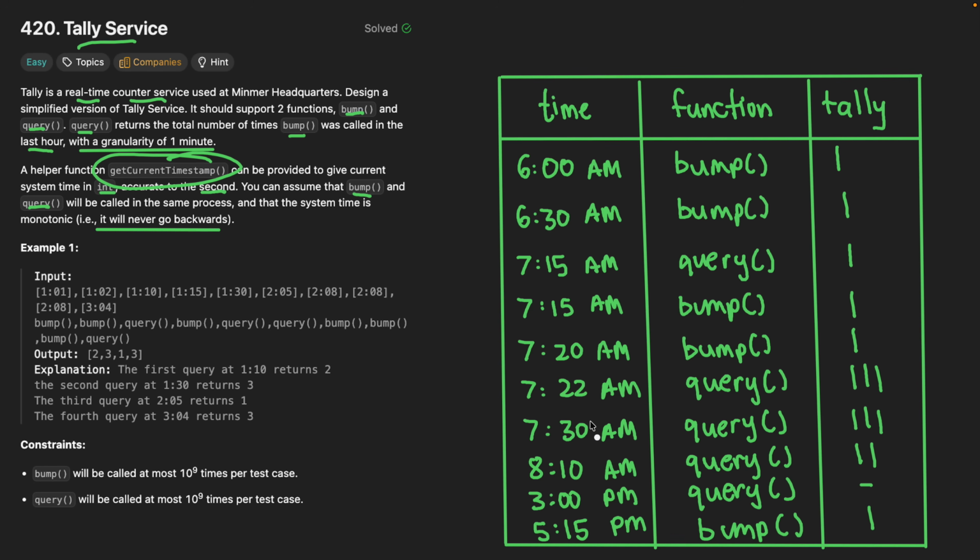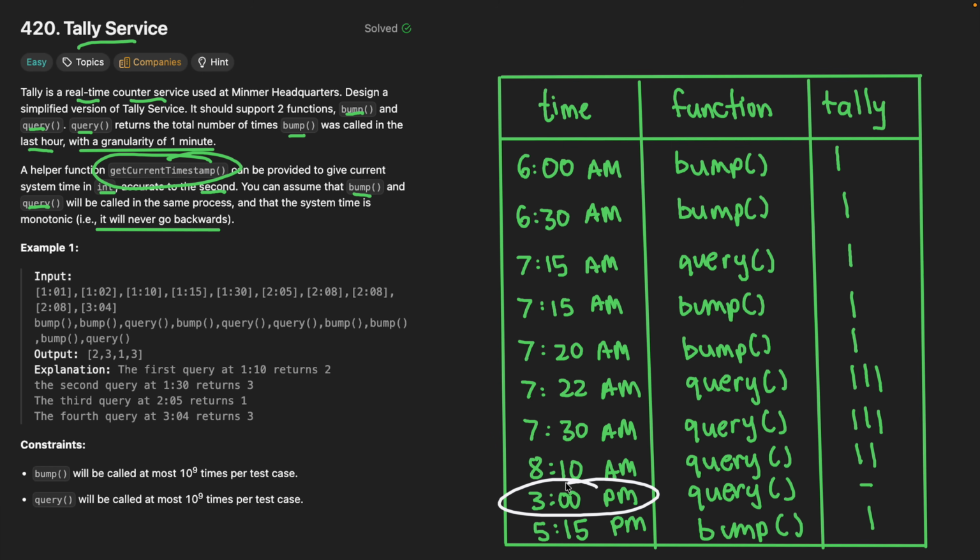Okay, so moving on, 7:30, we query. From 6:30, we have 1, 2, 3 bumps. The thing to note here is that it includes 6:30 at the exact 60th minute ago. Those count. We don't want off by 1 errors. Those are the bane of our existence. Afterwards, 8:10. How many bumps were there? Within the last hour, there's 1, 2, so we get the 2.